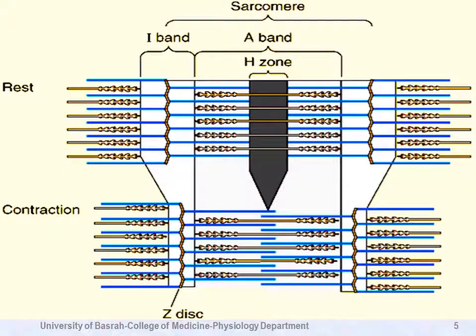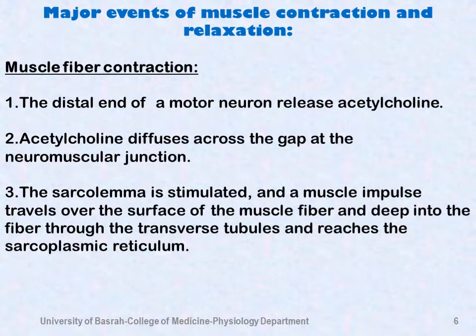This is a picture again showing us the structure of the skeletal muscle fiber. Now, major events of skeletal muscle contraction and relaxation. First of all, the distal end of the somatic motor neuron releases neurotransmitter, which is acetylcholine. Acetylcholine diffuses across the gap that we call the synaptic cleft at the neuromuscular junction.